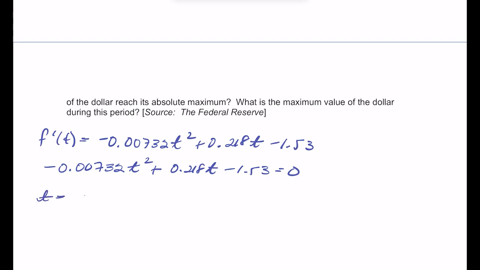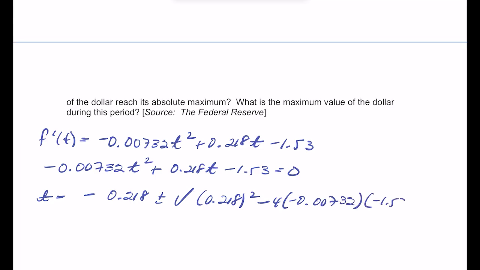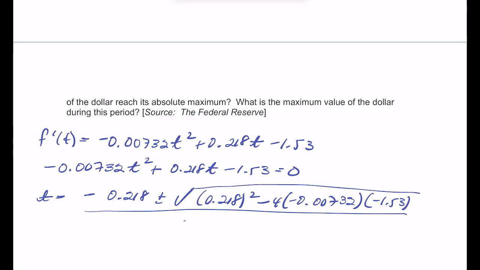So I would get t equals negative 0.218 plus or minus the square root of 0.218 squared minus 4 times negative 0.00732 times negative 1.53, and then all over 2 times negative 0.00732.